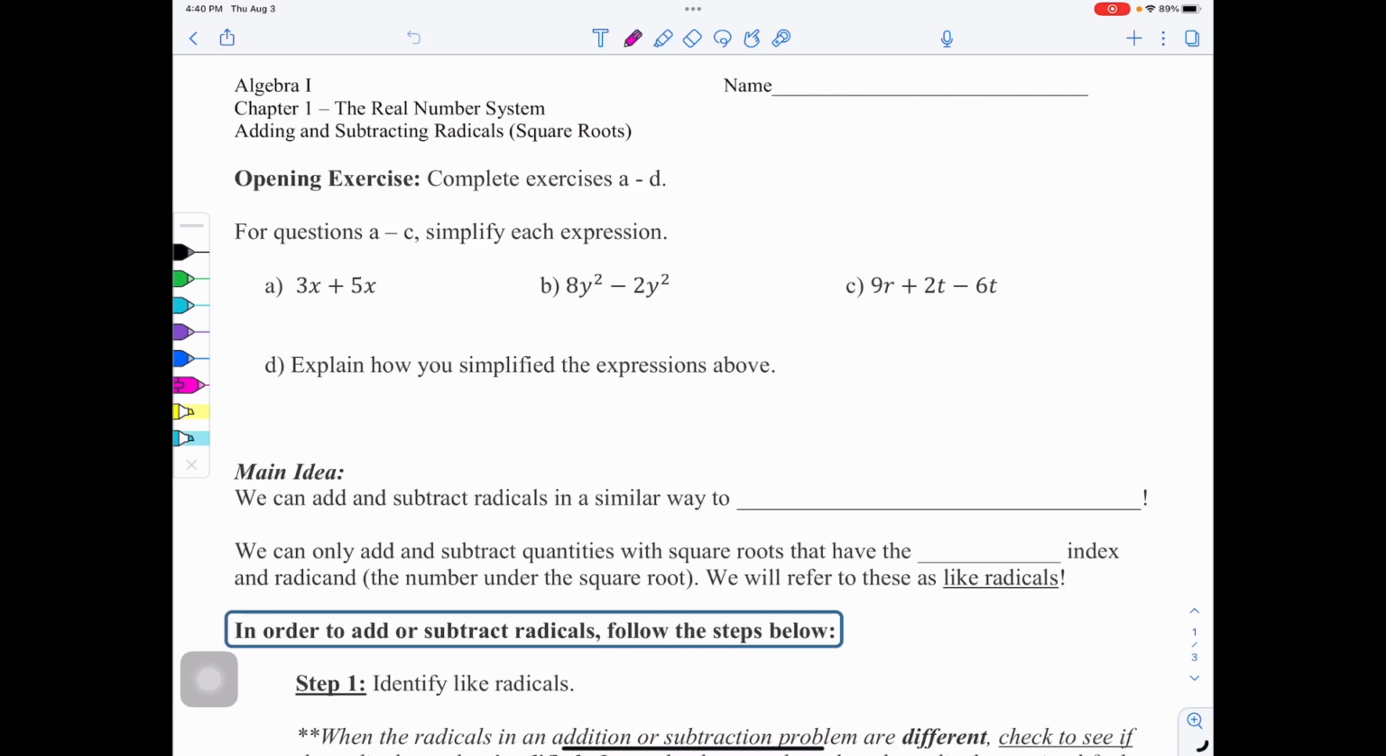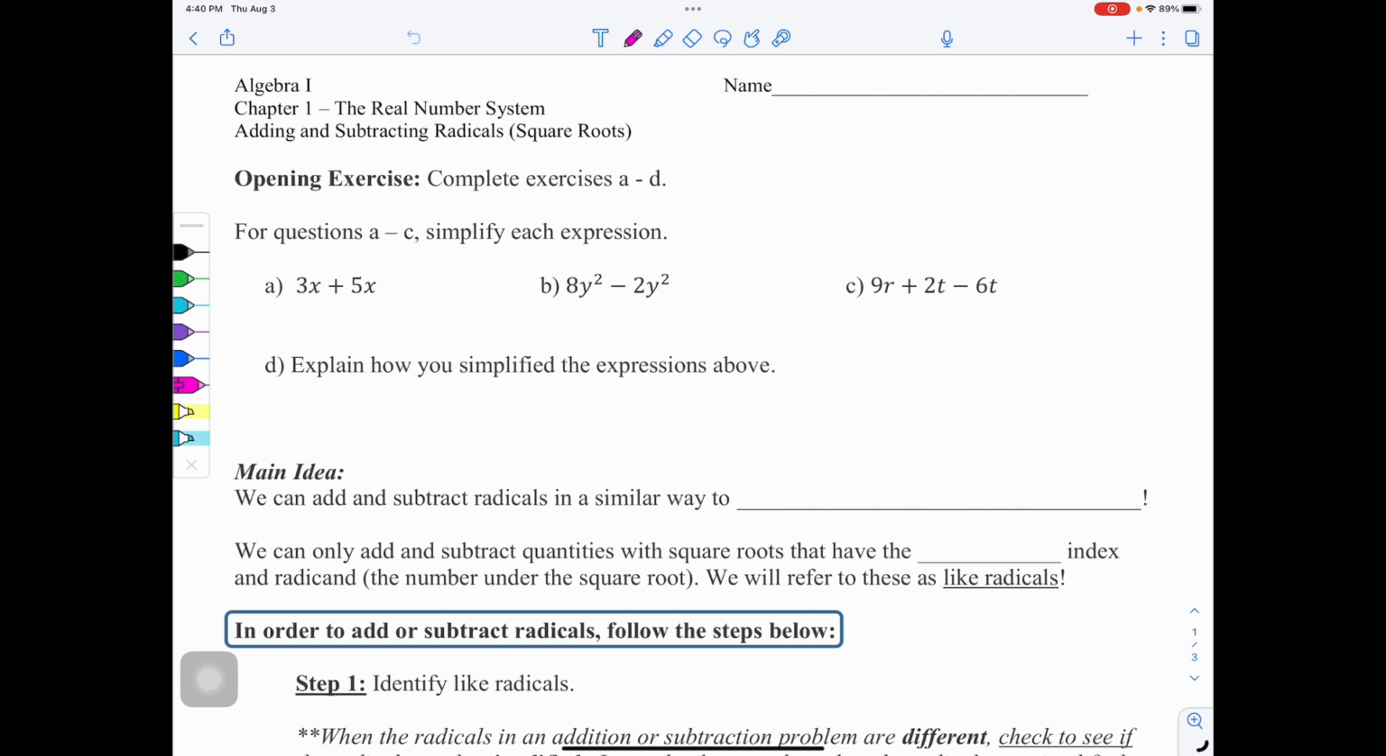Today's lesson is called Adding and Subtracting Radicals or Square Roots. So for the opening exercise, I'd like you to complete exercises A through D. The directions say for questions A through C, simplify each expression. And then in part D, it says explain how you simplified the expressions above. That's the only portion that you should be completing for the opening exercise.